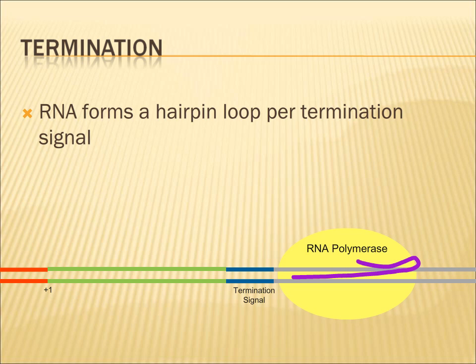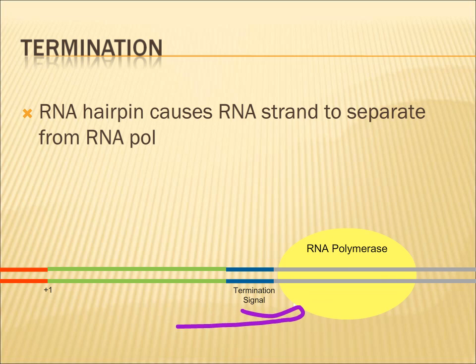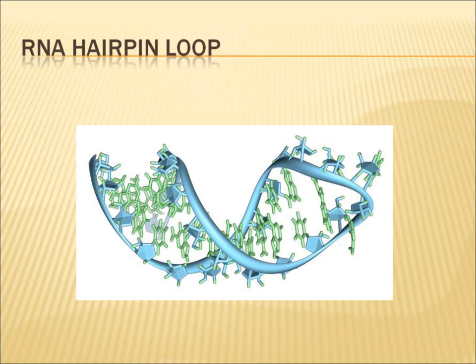The RNA nucleotides that are added to the messenger RNA have a specific sequence, which pair bond with their neighbors, resulting in a loop at the end of the messenger RNA. This loop causes the messenger RNA to separate from the RNA polymerase. This is only one type of termination signal, and there are quite a few others. And here's a detailed image of that hairpin loop with the messenger RNA molecule folded. Notice the RNA nucleotides base pairing with their neighbors.